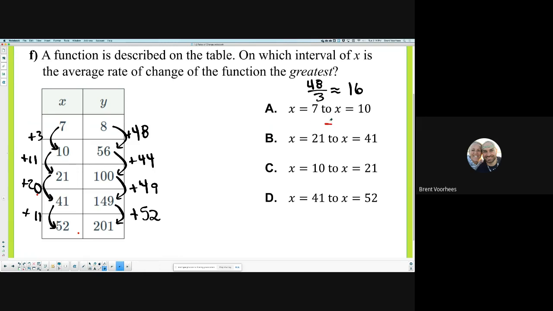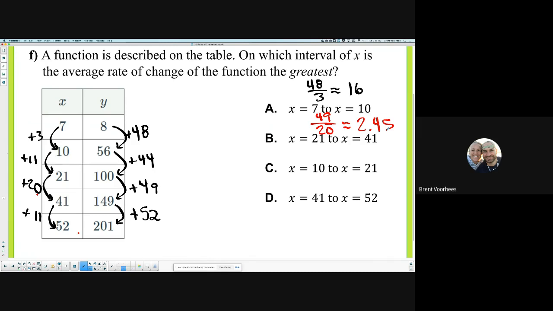What's B? It's how much we increase going from 21 to 41. How much do we increase going from 21 to 41 on the Y's? 49. So this one should be 49 divided by 20. 49 divided by 20 is approximately 2.45. 2.45, okay?